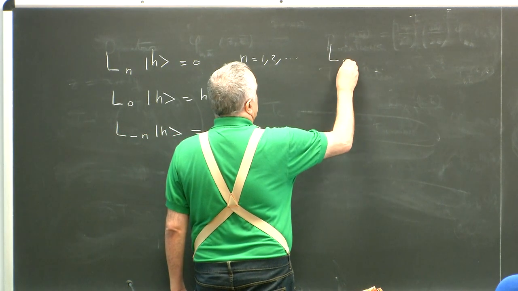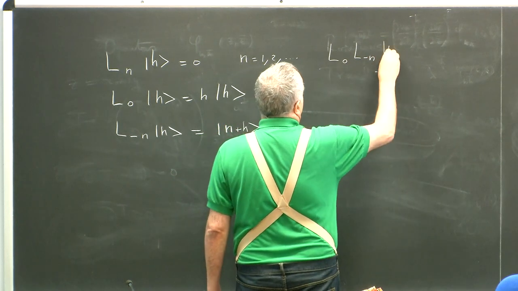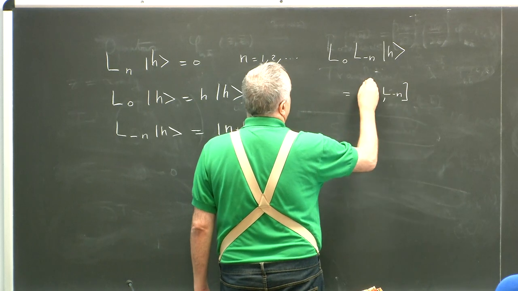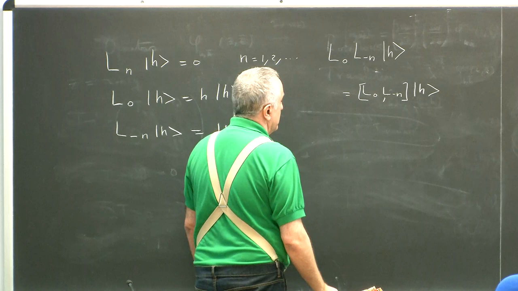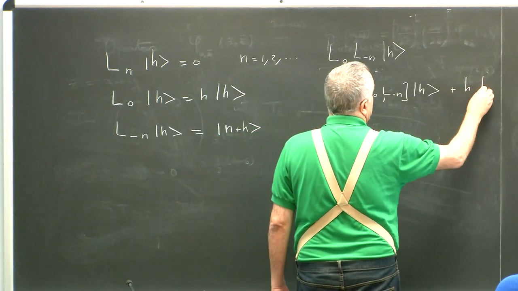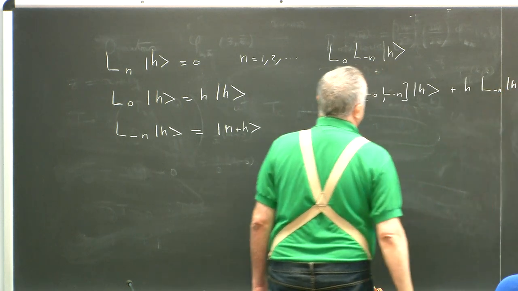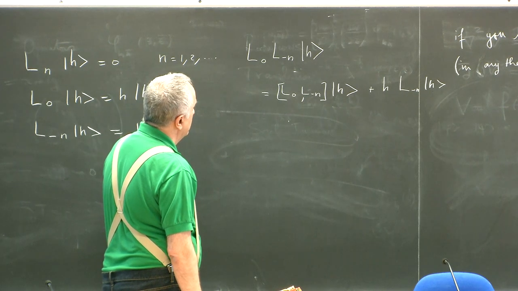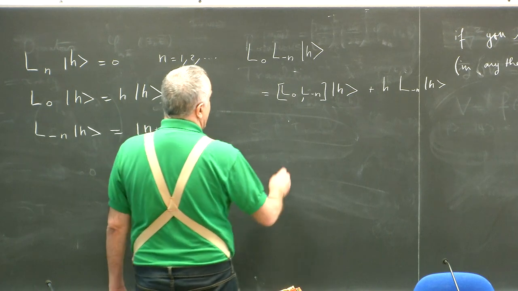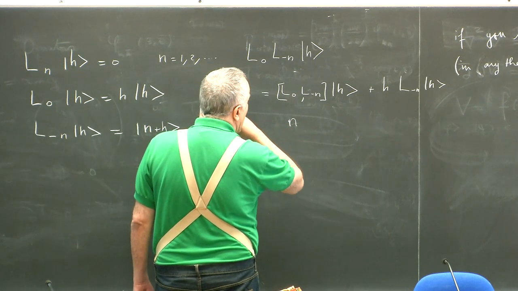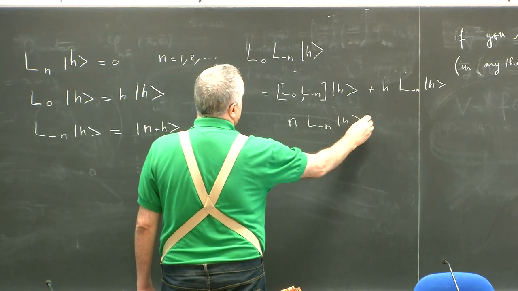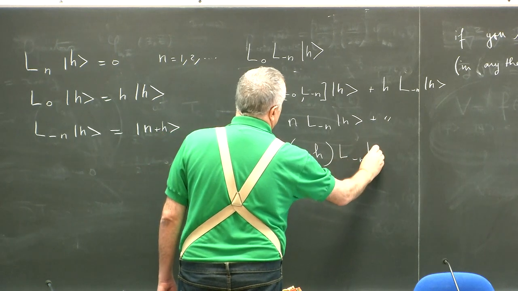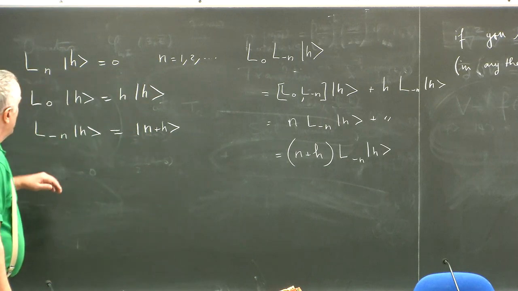That's easy to check. Just look at L0 L minus N on H. And this can be written as the commutator of L0 and L minus N acting on H, plus L minus N L0 on H. And this is just N L minus N on H because of the Virasoro algebra. So it is equal to N plus H times L minus N times H.